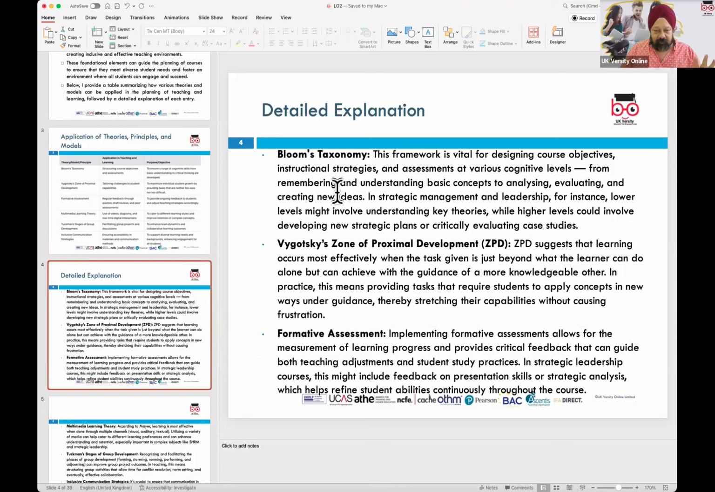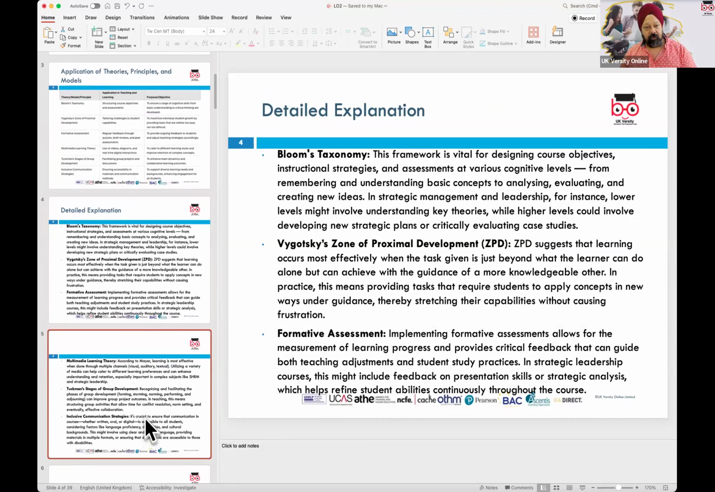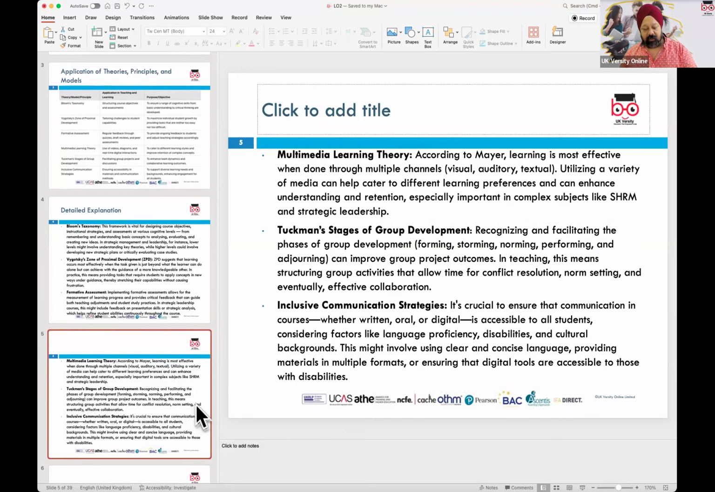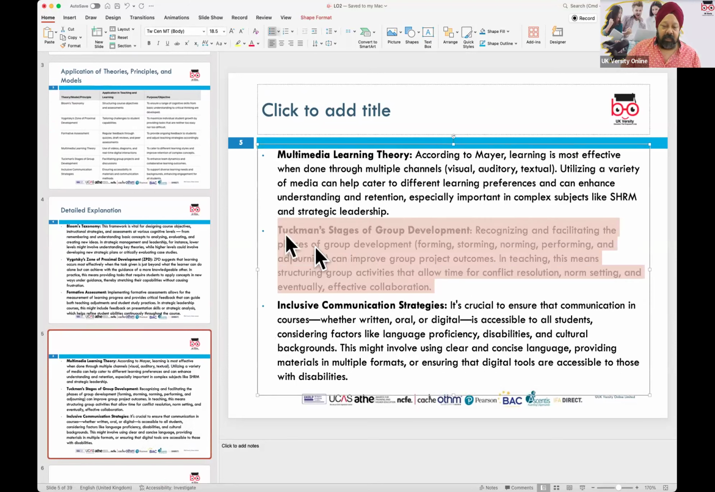Now, I've done a very brief recap of some of the theories in terms of words, just to make sure that we know what we are talking about and how they relate to some of the assessment criteria that you're going to do. And they are basically just bits and pieces. So I think one of the ones that we haven't covered earlier is Tuckman's theory.